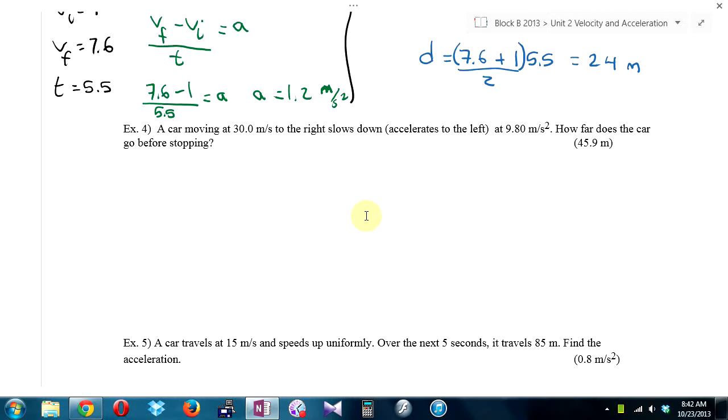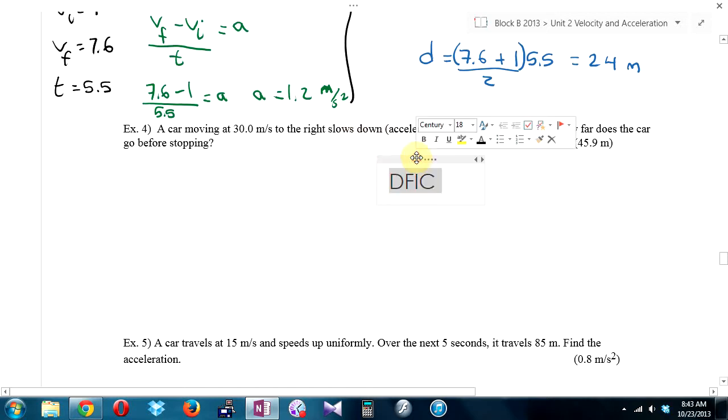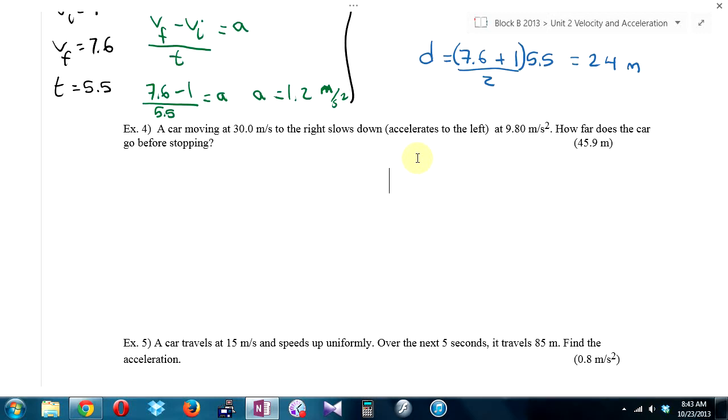And we said our approach, again, is going to be the little acronym that I gave you, DFIC, which stood for list your data, find a formula, insert the numbers, and crunch the answers. But what I said, Justice, is I'm going to push you to do something called formula manipulation. So here's a physics question. You'll be answering lots of stuff like this.